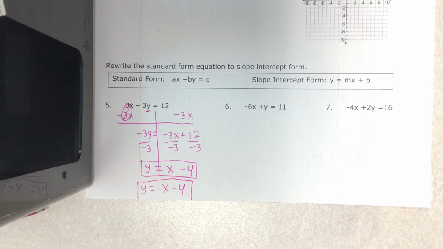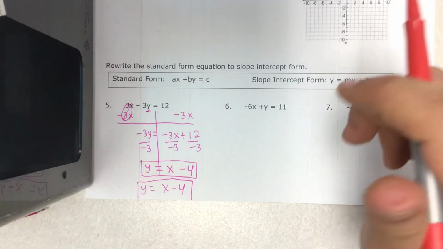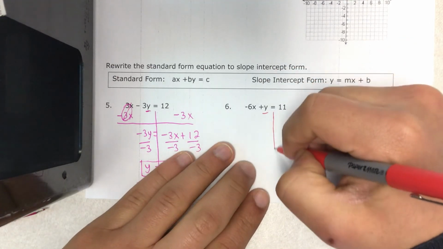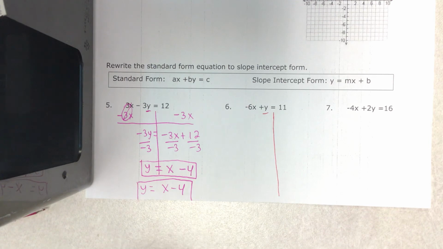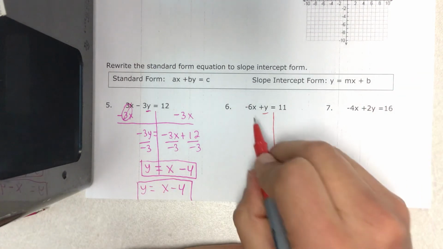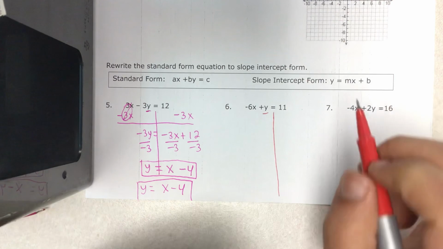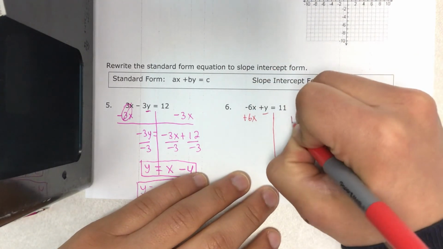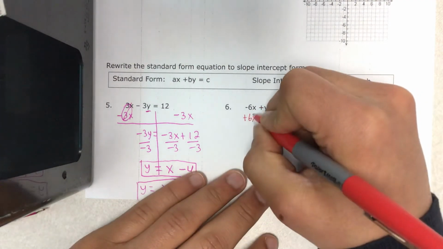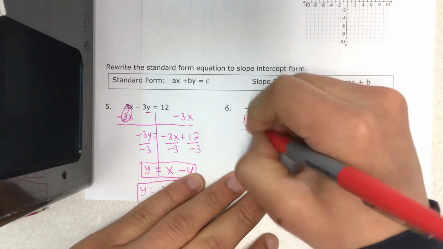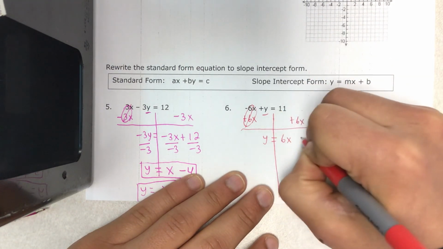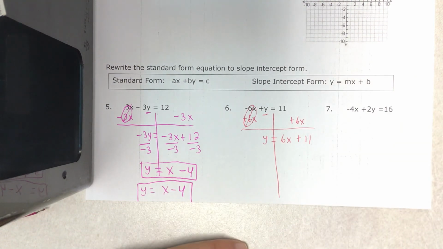So number 6, same thing, right? I still want to write it in slope-intercept form, so we're still going to solve for y. Again, I draw my line down the equal sign, and we do the same steps. We want to move the x first. To undo minus 6x, I'm going to add 6x. What I do to one side, I do to the other. Negative 6x plus 6x, 0 pair, those cancel. So I have y equals 6x plus 11, and we're done there.